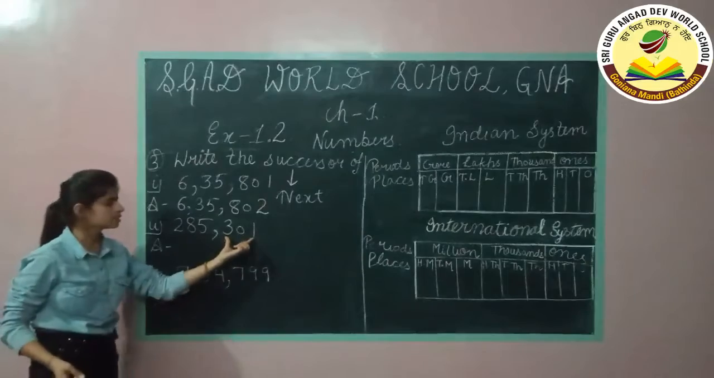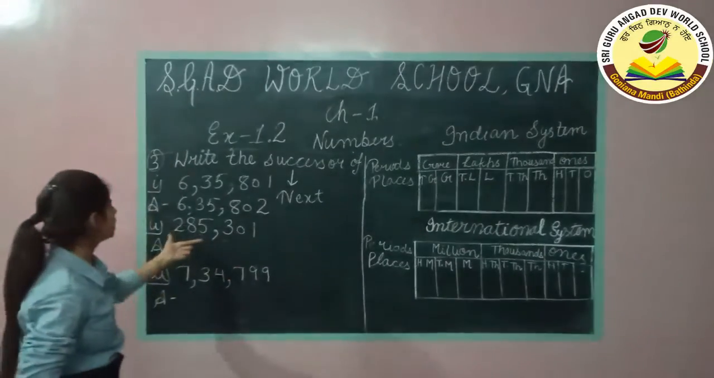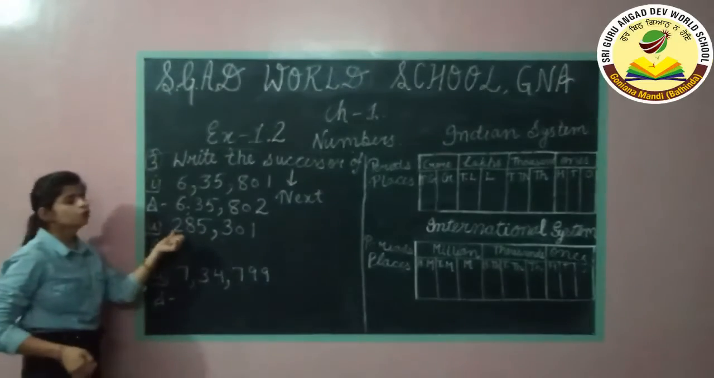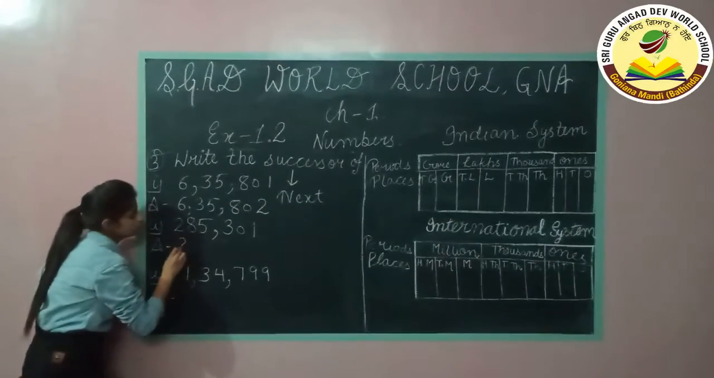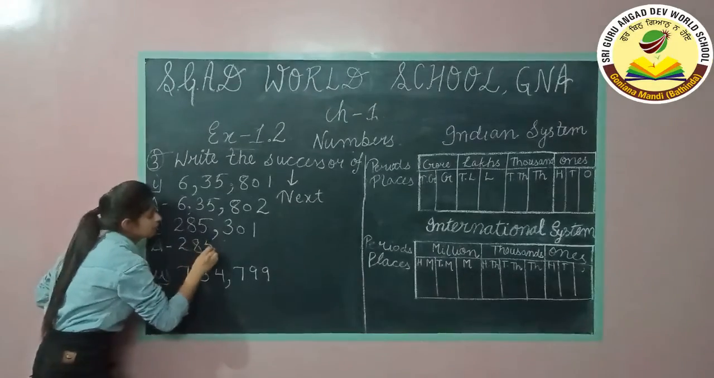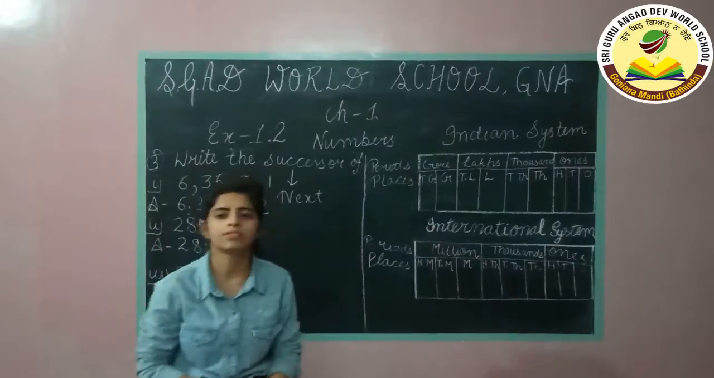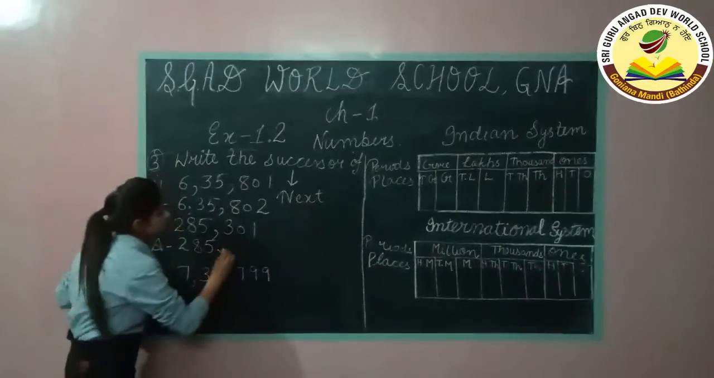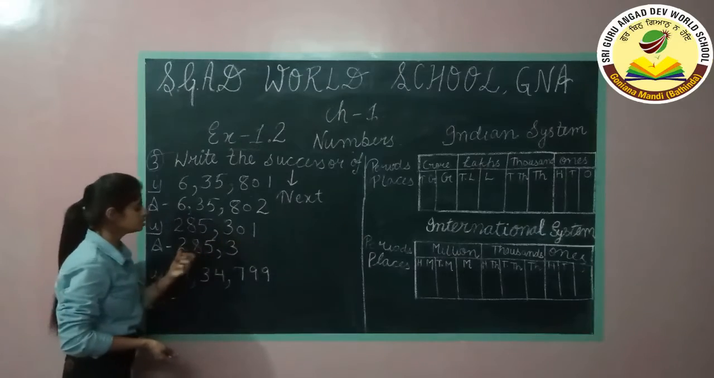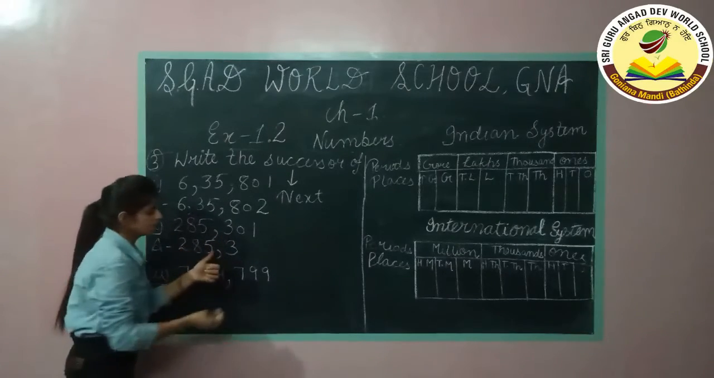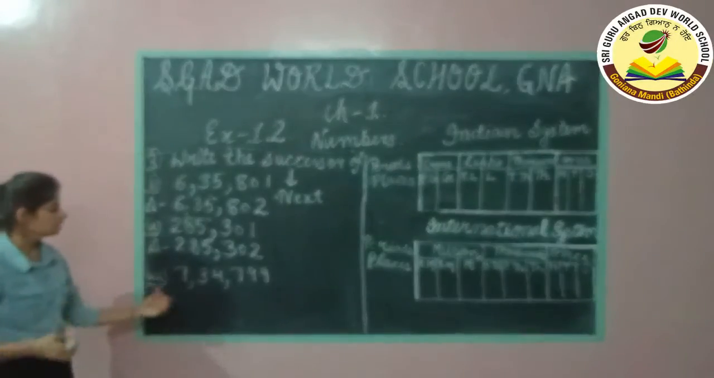And the successor of 301 is 302. So we write the proper number 285,000. 285,000. What will the successor of 301 be? 302. So we write the successor of 285,301 as 285,302.